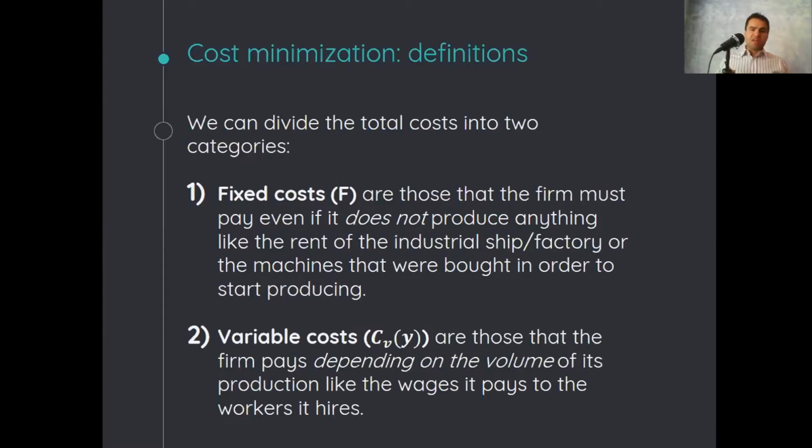For the sake of this class, we will refer to them in notation form as CV, with regards to Y, the level of output. The fixed costs are just referred to as F. Questions regarding the idea of the three main costs: total costs, fixed costs, and variable costs? Okay, they're more or less self-explanatory.